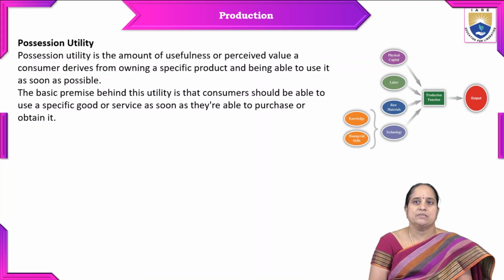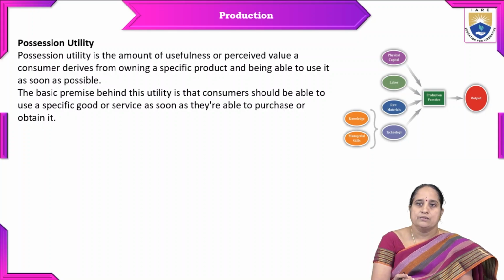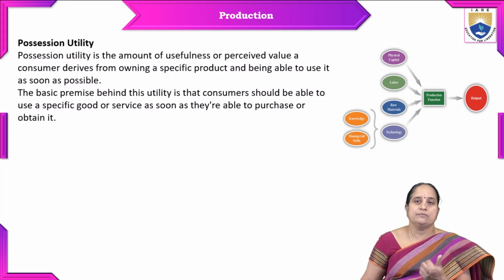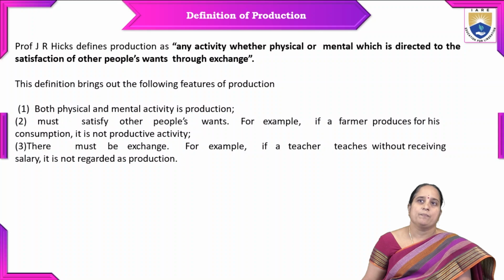So the basic premise behind this utility is that consumers should be able to use a specific good or service as soon as they are able to purchase or obtain it. For example, in the case of milk and curd, certain things you cannot preserve for more than a day. But some things we can utilize for a long duration, for example lights, fans, all those electrical goods. So that is known as possession utility.